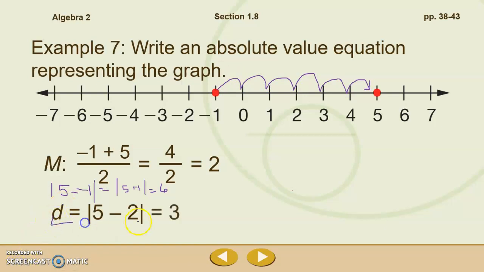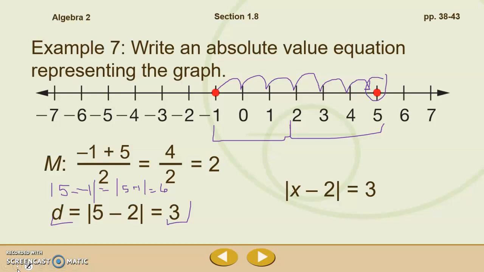Now, this is the distance from the midpoint. So each of our endpoints is 3 away from the midpoint, but the total distance is actually 6. If we wanted to write an equation, we're going to use the midpoint and the distance from the midpoint plugged into this equation. X minus the midpoint equals, I'm going to put a dm to signify distance from the midpoint, not the total distance.